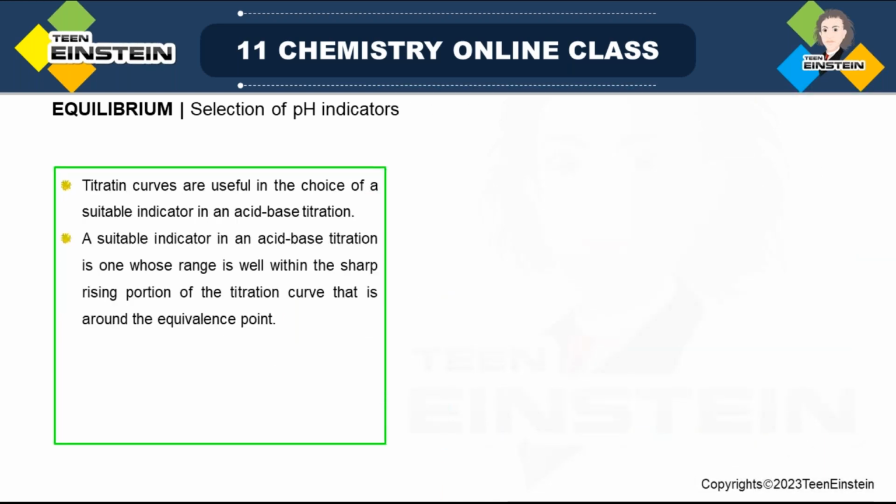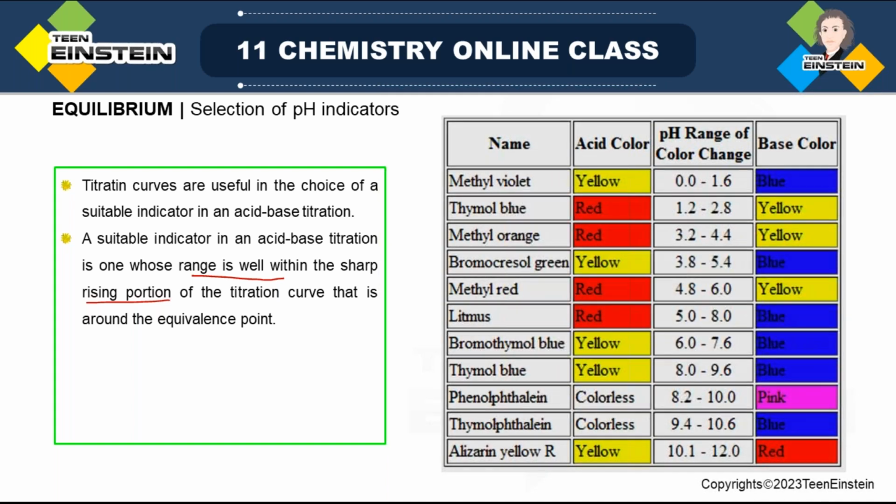So a suitable indicator in an acid-base titration is one whose range is well within the sharp rising portion, that is a steep portion of the titration curve, and that is basically around the equivalence point, where volume is fixed at a point but pH is drastically changed. So in this table, different indicators with their acid color, that is what type of color they show in acidic medium, what color they show in basic medium, everything you can see. So these two examples we have discussed.